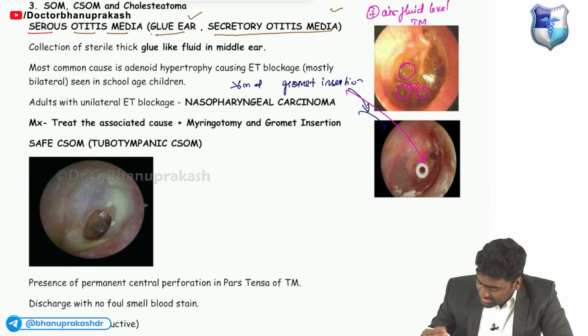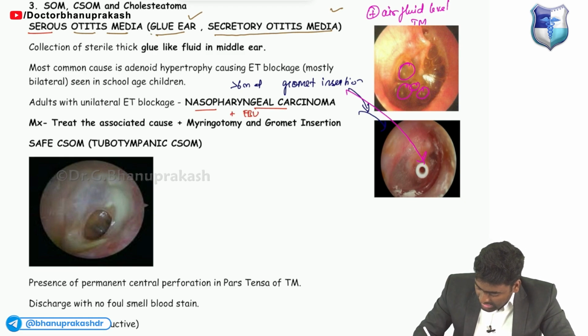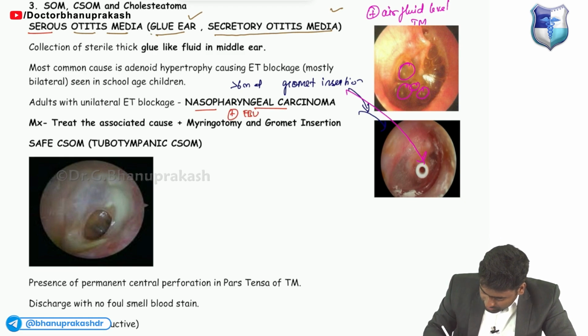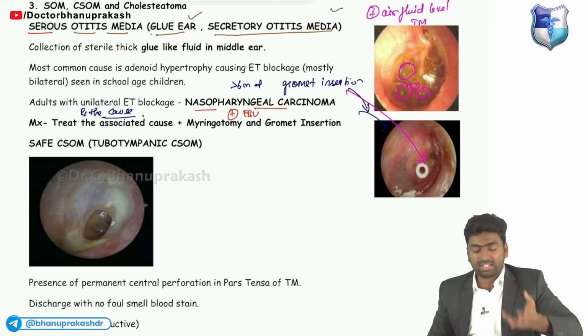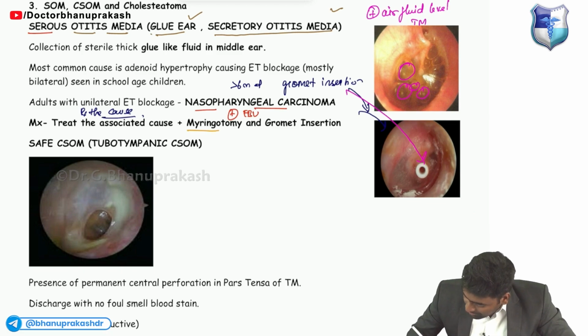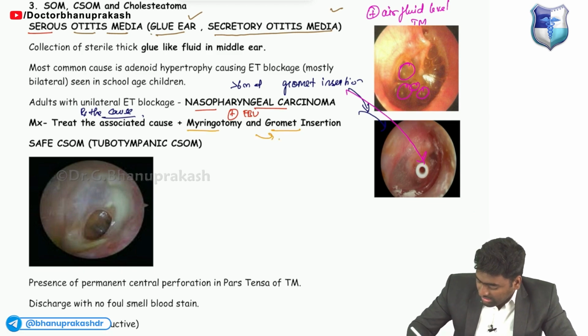Then in a case of this nasopharyngeal carcinoma, it is due to the Epstein-Barr virus. And here also we need to treat the cause. We need to treat the cause, and if it doesn't resolve, then we need to do myringotomy along with grommet insertion. Or shall I ask you a question?